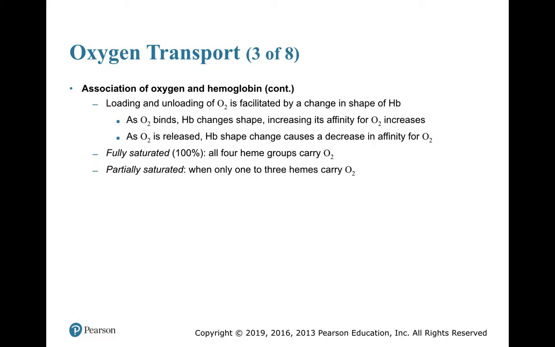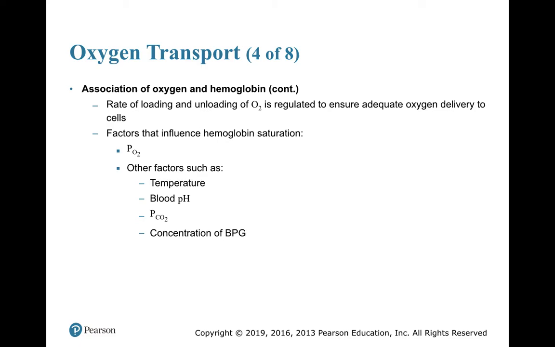If it has all 4 heme groups carrying an oxygen, we call it fully saturated. And if it has less than 4, only 1 or 2 or 3 oxygens, we call it partially saturated. That rate of loading and unloading has to be very tightly regulated. That helps ensure adequate oxygen delivery to the cells. The things that influence hemoglobin saturation are the partial pressure of oxygen and other factors such as temperature, blood pH, partial pressure of carbon dioxide, and the concentration of a molecule called BPG.